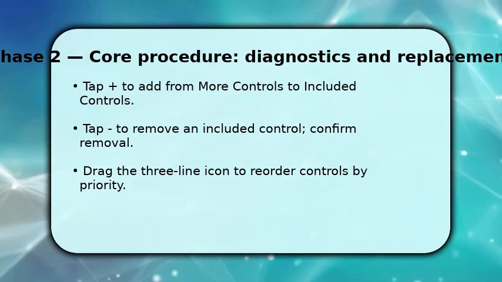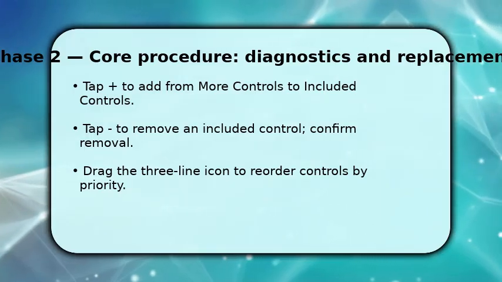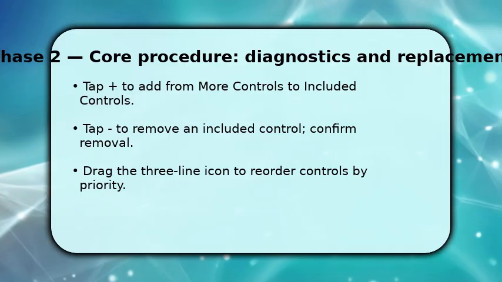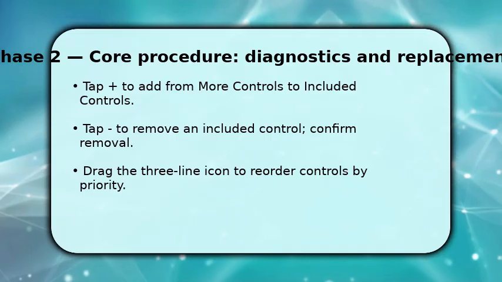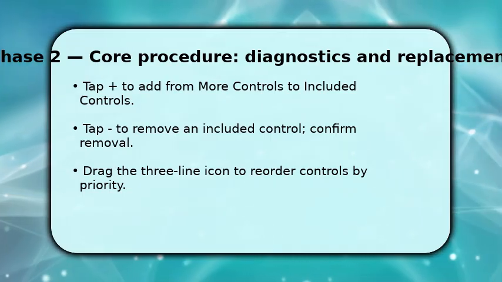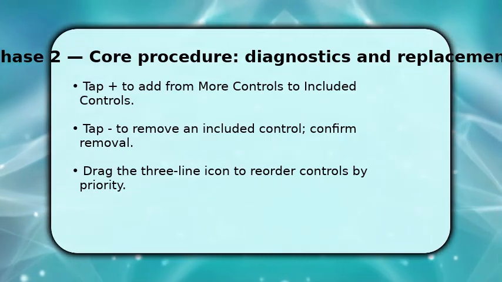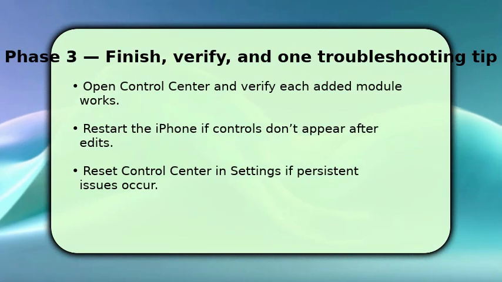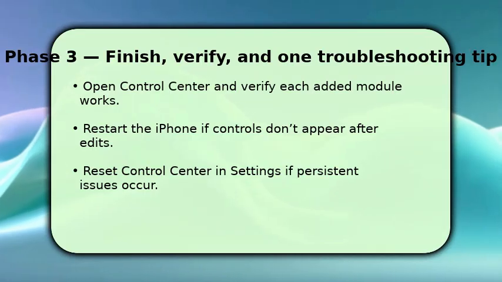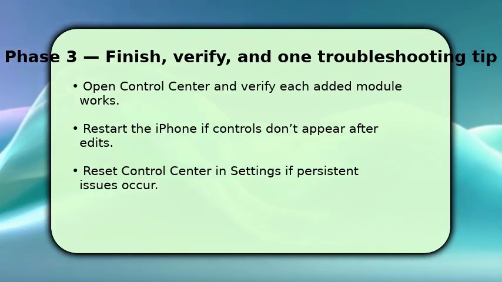To change order, press and hold the 3-line handle and drag controls up or down because order dictates accessibility. The top items are quickest to reach. Once done, swipe to test and fine-tune the arrangement for speed. You finish by opening Control Center, swipe from the corner, and testing each module to confirm functionality. Make sure shortcuts respond as expected.